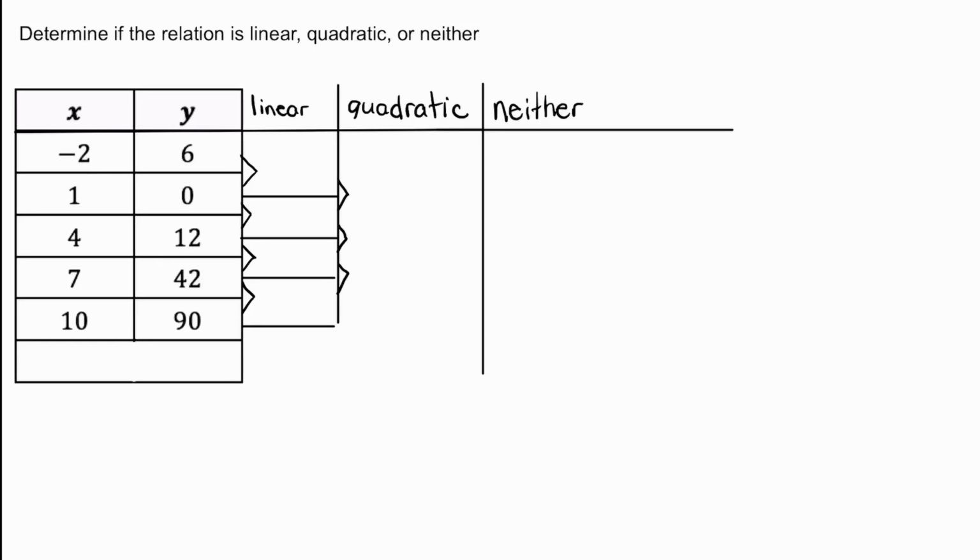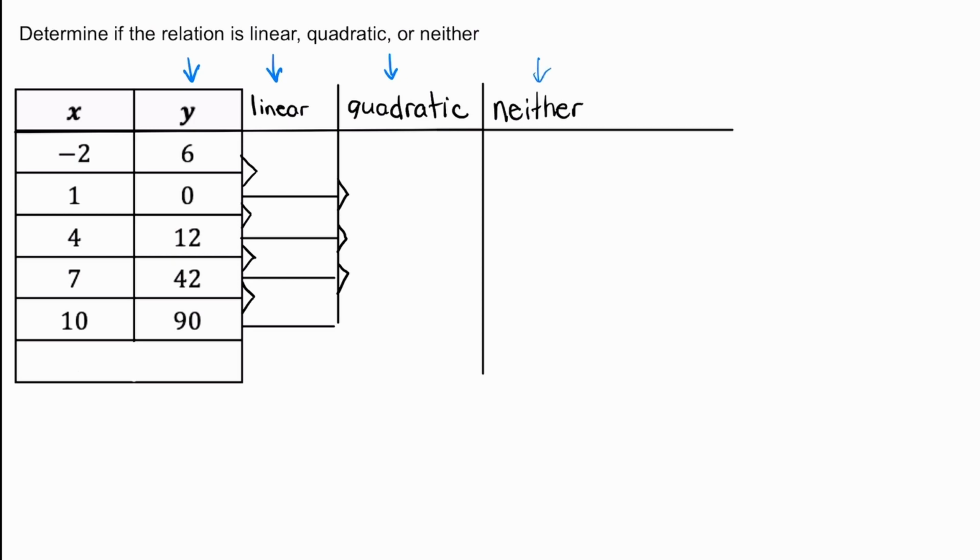So let's go through some examples on how to determine if a relation is linear, quadratic, or neither, given a table of values. So how do we do that? Well, if you look at the difference in the y values, and you take the difference of each of those, if the first difference is consistent, then it is linear. If the second differences are consistent, then it's quadratic. And if neither of those are consistent, it is neither linear nor quadratic.